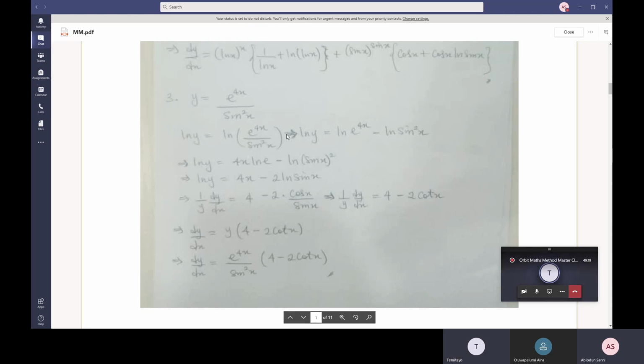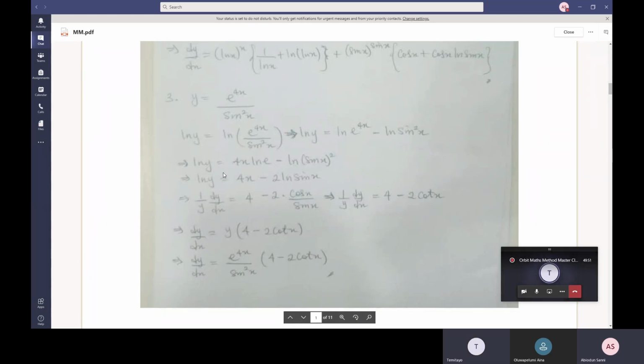Then ln y is still ln y. How do we separate this? If you have ln a over b, it's going to be ln a minus ln b. So this is going to be ln exponential 4x minus ln sine squared x. Now, the power goes to the front. That's why you have 4x ln e here. Now, minus ln sine x squared. Sine squared x is the same thing as sine x all squared. Do you understand that? Yes.